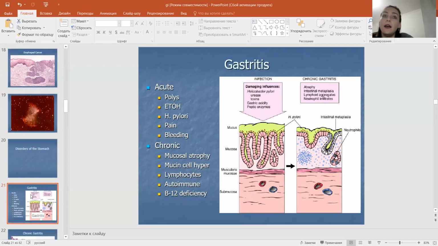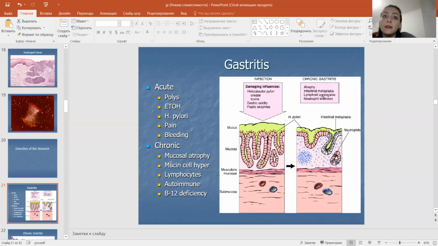Gastritis may be acute or chronic. Acute gastritis, with polyps, with H. pylori, pain, bleeding, and the main influences like Helicobacter pylori, urease, toxins, and gastric acidity, peptic enzymes, and this balance. These factors can lead to injury of the mucous layer of the gastric wall.